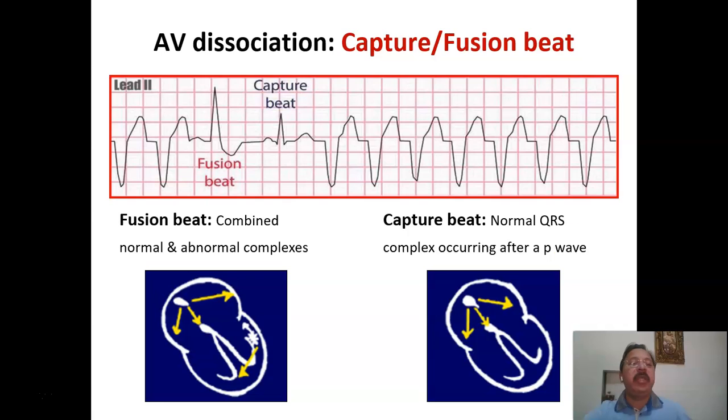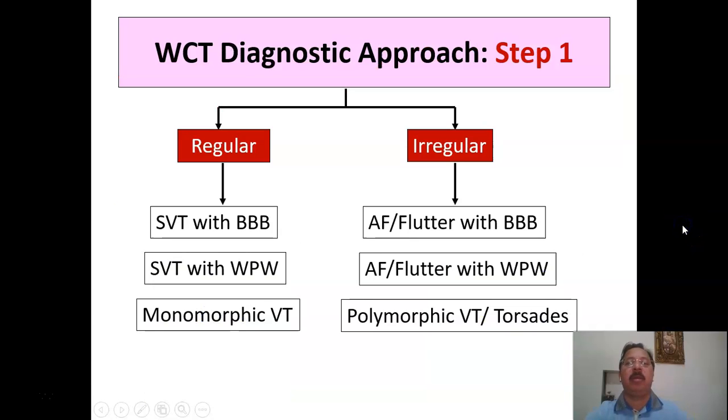Sometimes you will see a few more beats in between the wide QRS complexes. If a normal beat combines with the abnormal complexes, it's called a fusion beat. Or if a normal beat is captured, seen between two abnormal wide complexes, this is a capture beat. If you see a fusion beat or a capture beat, again, this is in favor of ventricular tachycardia.